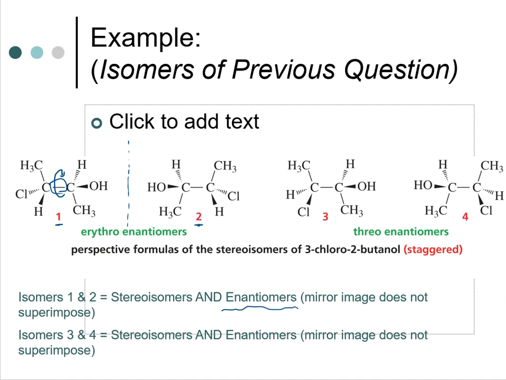3 and 4, same kind of deal. 3 and 4 are stereoisomers. 3 and 4, though, are also enantiomers, meaning that they are mirror images of each other. So if I took this molecule and I flipped it, again, methyl goes right-handed, hydrogen goes right-handed, chlorine goes right-handed, and then I flip it the other way. My hydrogen is left, my OH is left, and my CH3 is left.